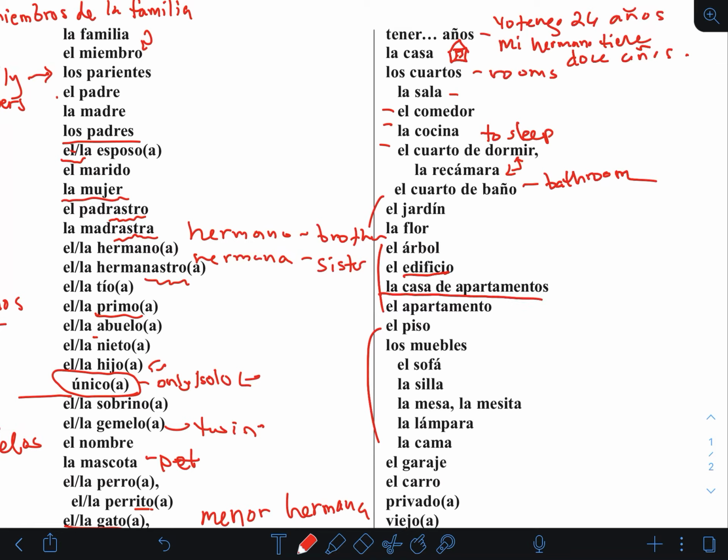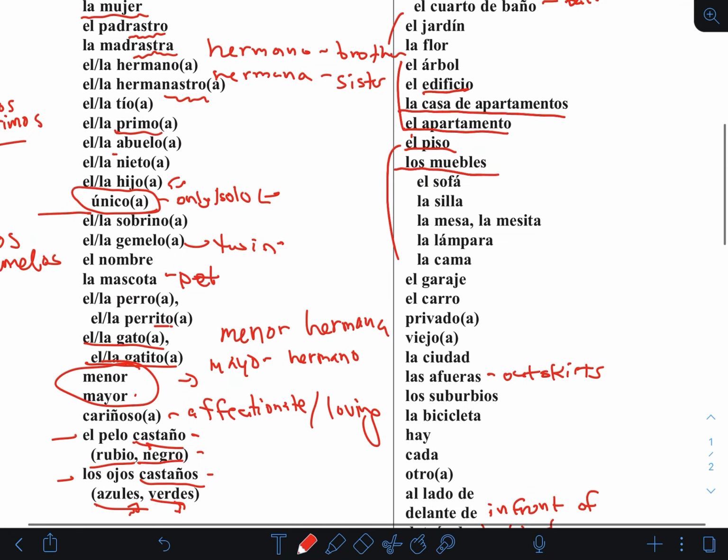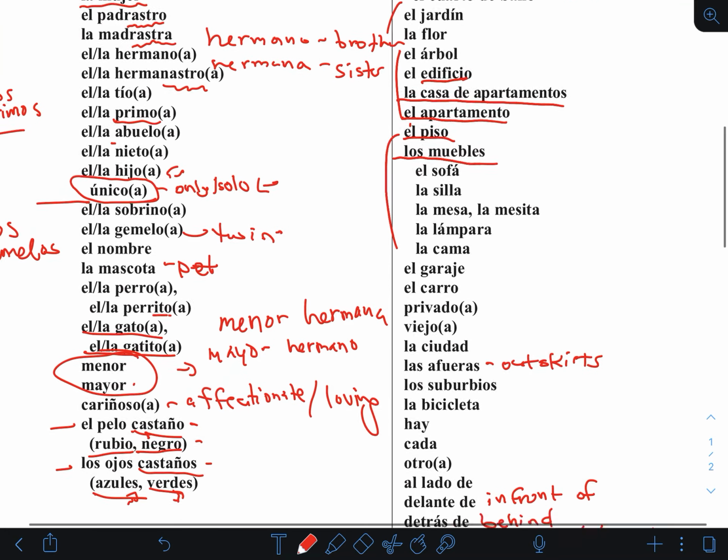La casa de apartamentos would be just the apartment house. So probably like the building of apartments. El apartamento is the apartment with itself. El piso is the floor. Los muebles are furniture. Okay, pieces of furniture.